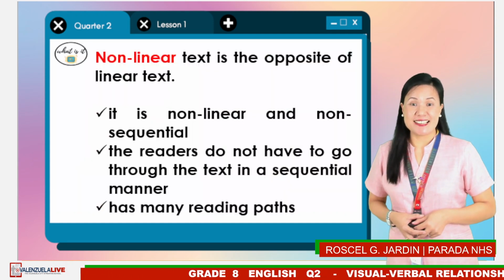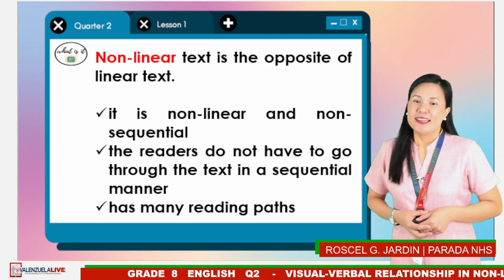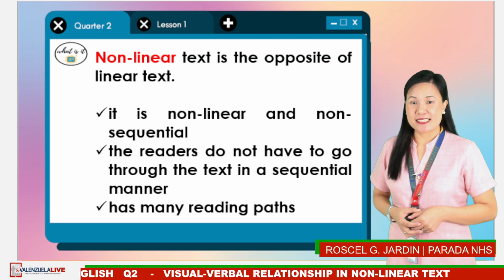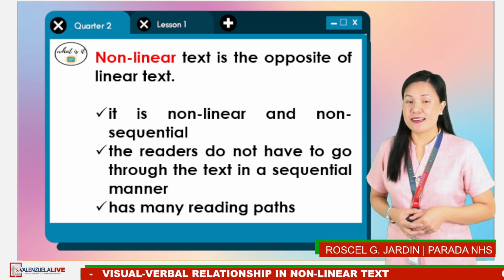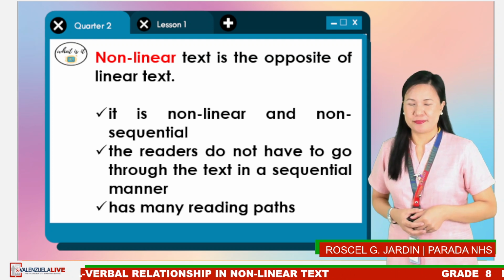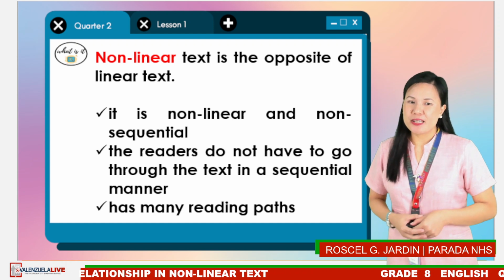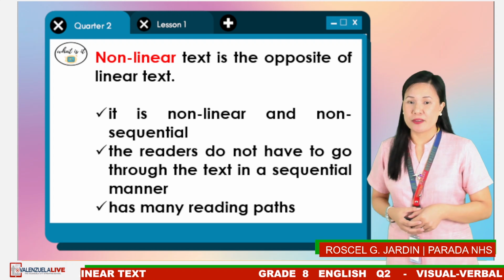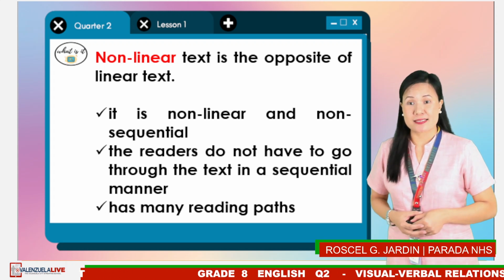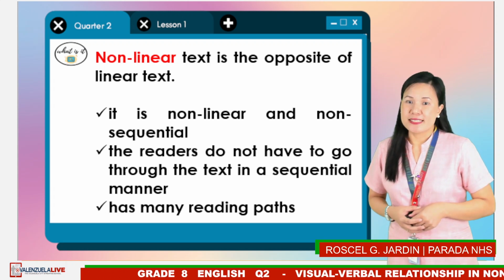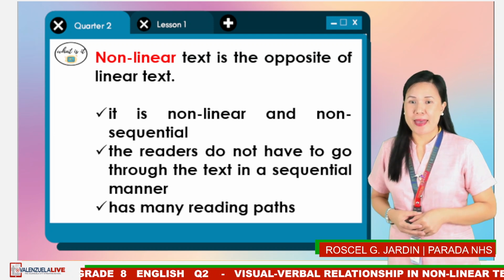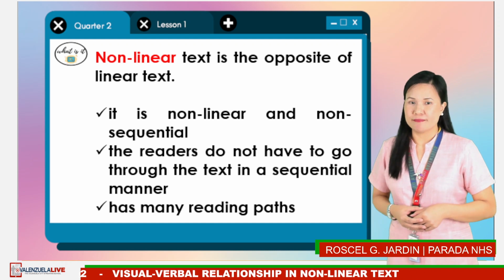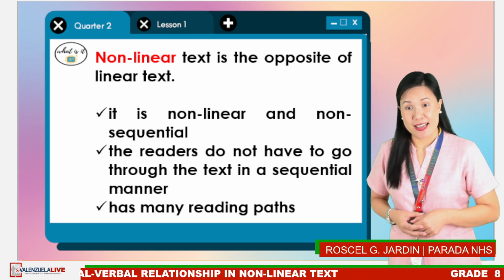What is a nonlinear text? Nonlinear text is the opposite of linear text. As its name suggests, it is nonlinear and non-sequential. In other words, the readers do not have to go through the text in a sequential manner in order to make sense of the text. This type of text has many reading paths, since it's the reader who decides the sequence of reading, not the author or the text.